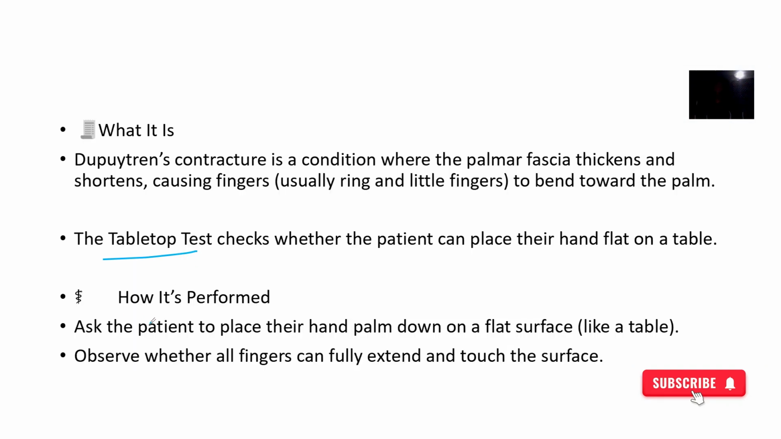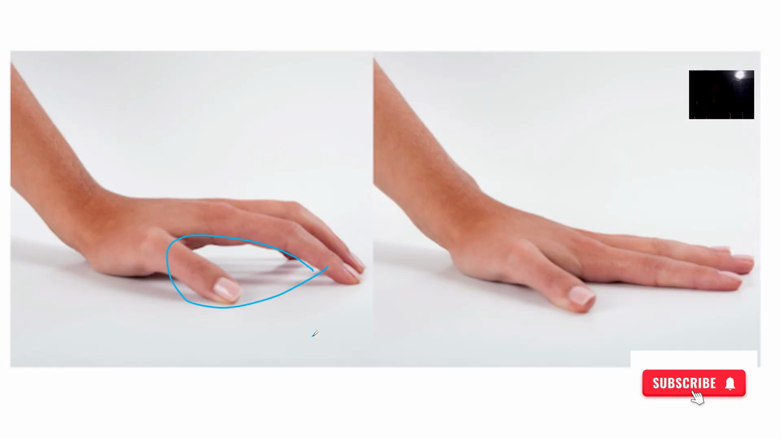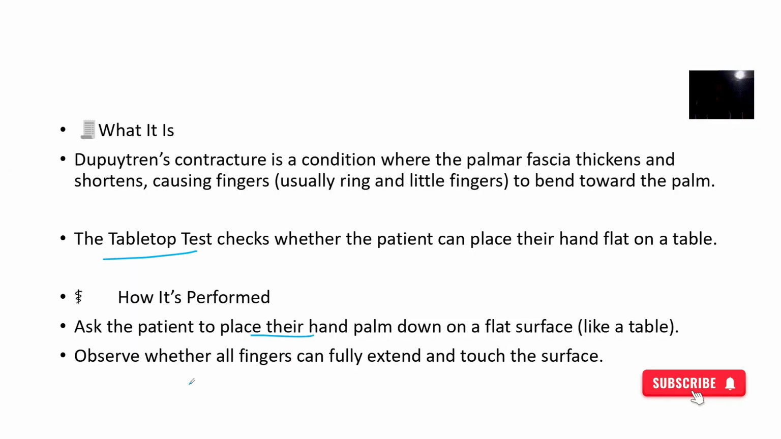So how is it performed? You ask the patient to place their hand palm down on a flat surface like a table. Observe whether all their fingers can fully extend and touch the surface.